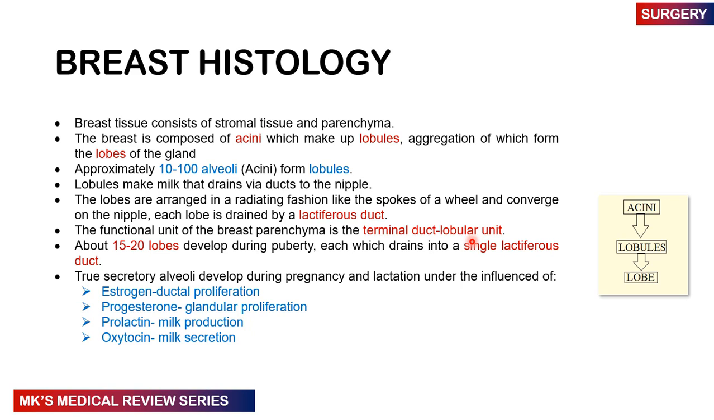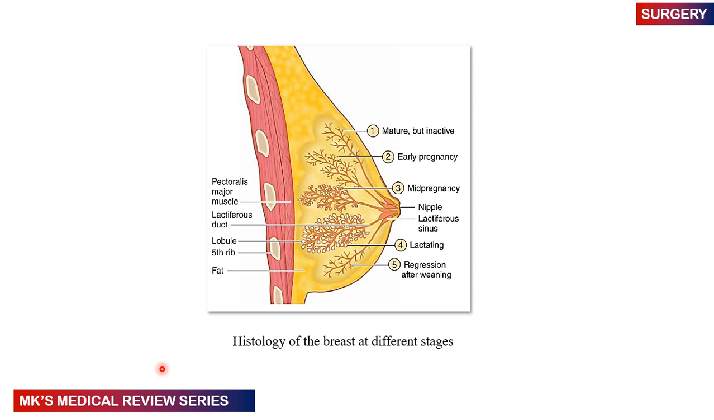Then remember that there are some hormones that influence the development of the breast and the production of milk. Estrogen helps in synthesis of the ductal aspect, so ductal proliferation. Then progesterone is with glandular proliferation. Prolactin is with milk production. Pro meaning before, lactin meaning lactation, so milk production. Then oxytocin is with milk ejection. So here are the breasts in different stages. Here's a mature breast but inactive, during early pregnancy, mid-pregnancy, when they are lactating, and of course when it regresses after weaning. So these are the different stages histologically of a breast.